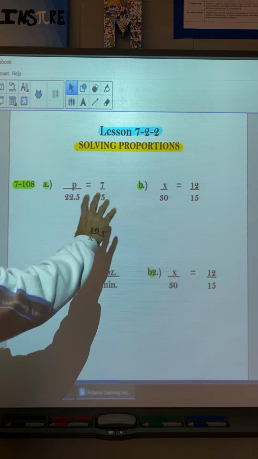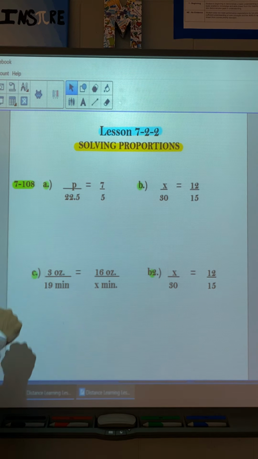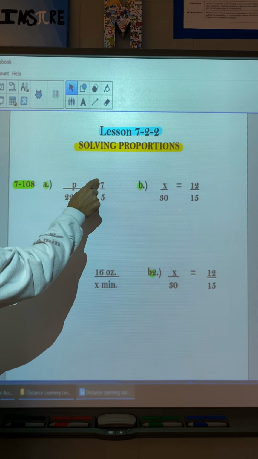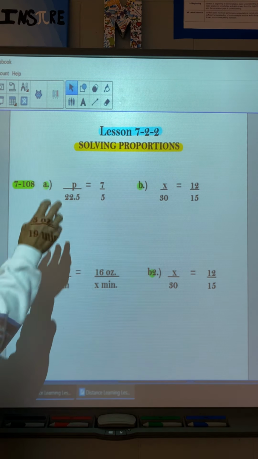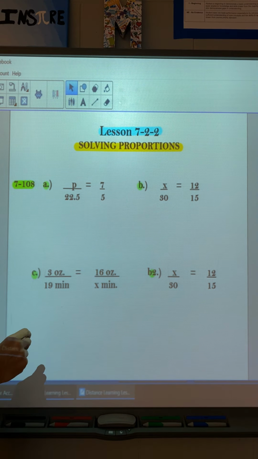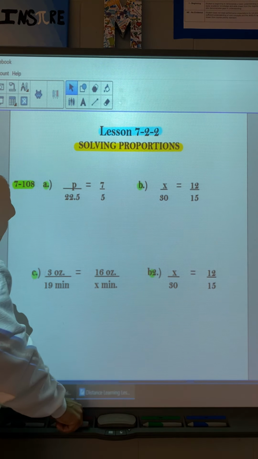Okay, so I gave you a bunch of more proportions, so we're on 7-108. So we have P over 22.5 equals 7 over 5. This is the one where you're going, what would be an easy way to do this? I need to get rid of the 22.5 down below. Okay, so let's get rid of the fraction.